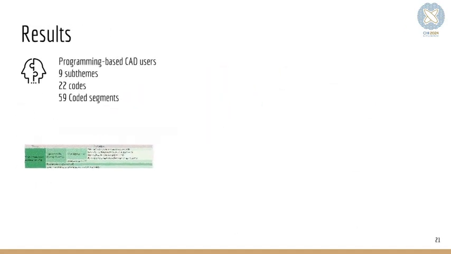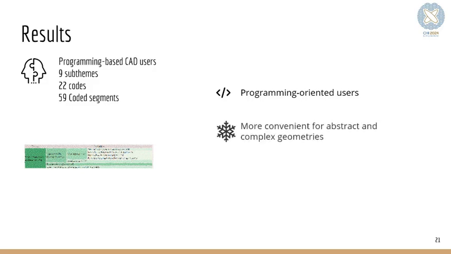For the first theme, we coded 59 segments with 22 codes grouped in 9 subthemes. We found aspects related to their profile and motivations of users in programming-based CAD applications. For instance, all participants were programming-oriented users with some experience in programming. These users find programming-based CAD very convenient to create abstract and complex geometry, for instance, to create fractal geometries for robotic projects. Most of them mentioned having issues in understanding the workflow in direct manipulation applications. More details on this and other insights about the profile of programming-based CAD users can be found in our paper.